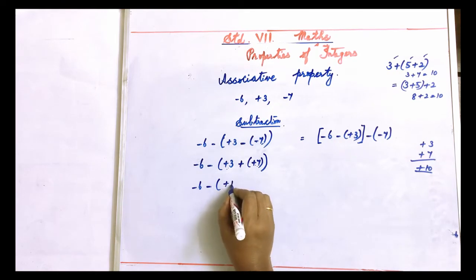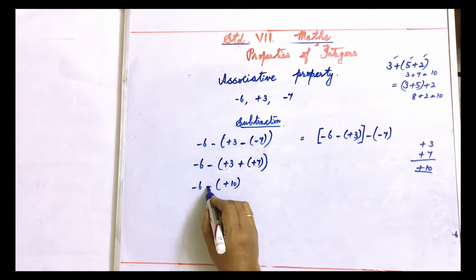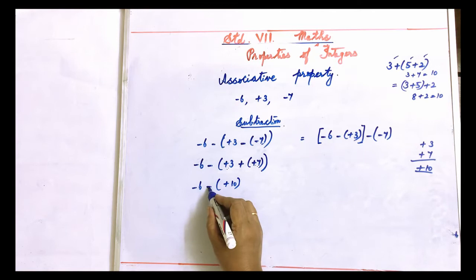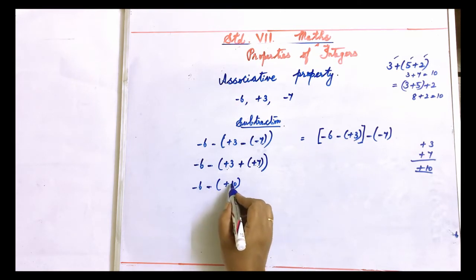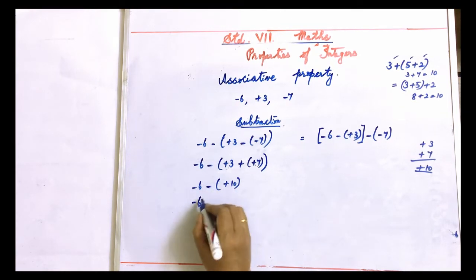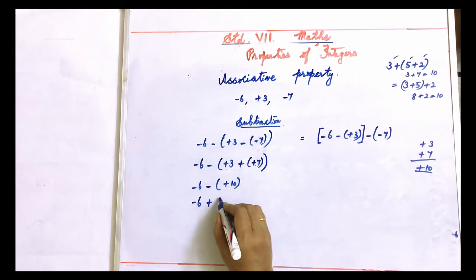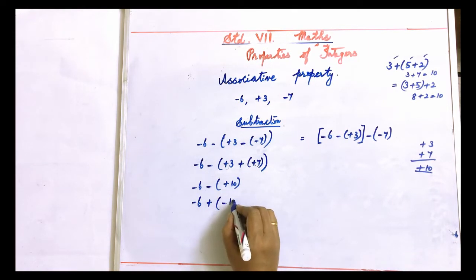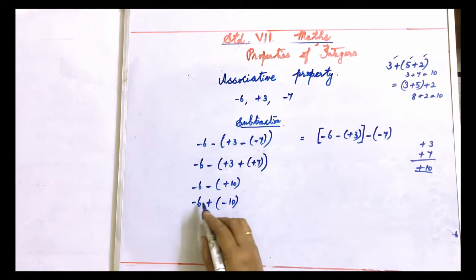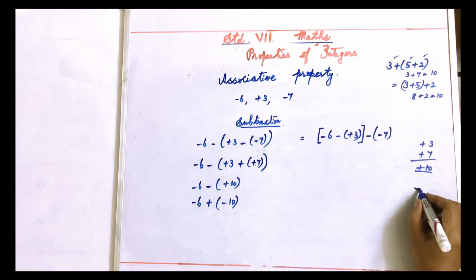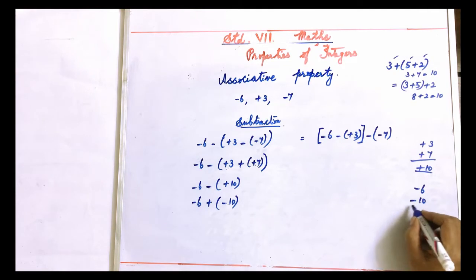Again here we are having subtraction. So subtraction is equal to adding the additive inverse. So minus 6 minus becomes plus. For this we should write the additive inverse. So this becomes minus 10. Now we should add because the signs are same. Minus 6 minus 10 becomes minus 16.